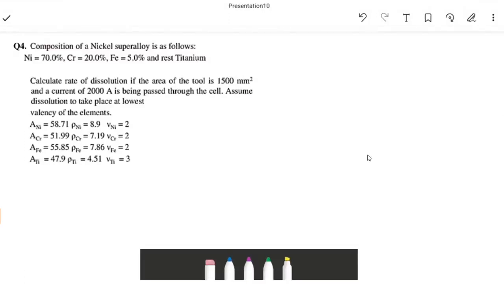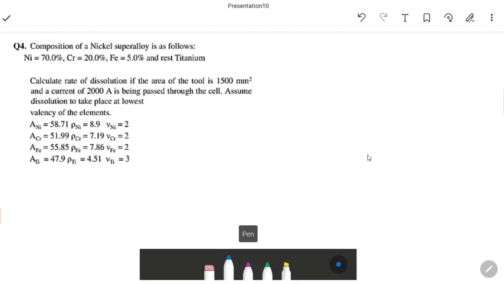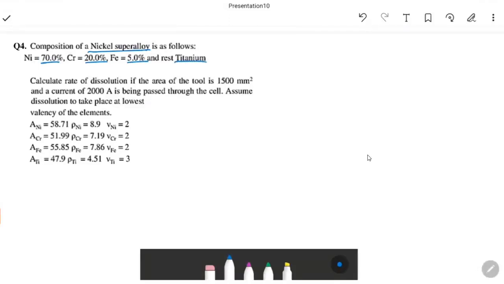So we generally remove them using ECM, EDM, all these unconventional processes. Such materials are not single element materials, but alloys of different constituent elements. One such alloy is nickel superalloy, used in aerospace applications and high strength, high temperature applications. It contains nickel 70%, chromium 20%, iron 5%, and the rest is titanium.